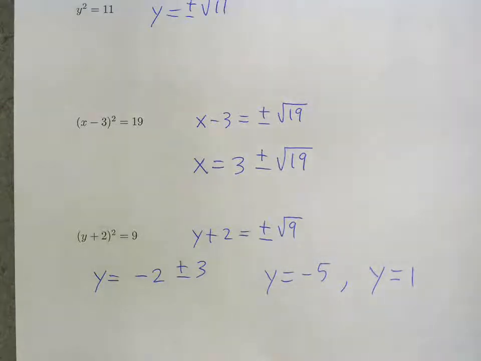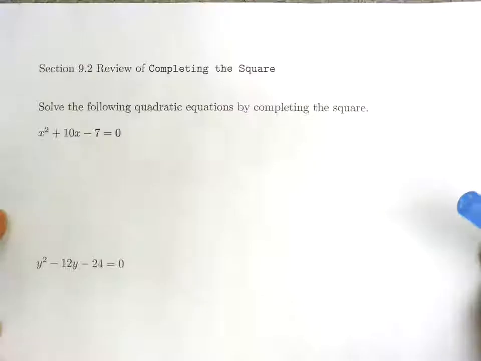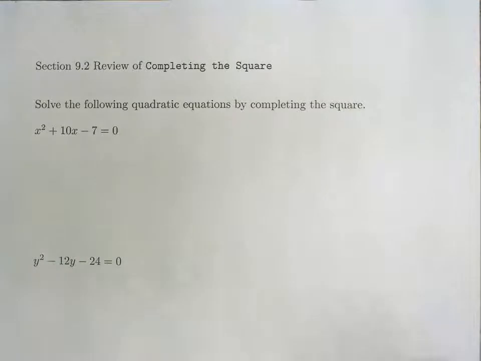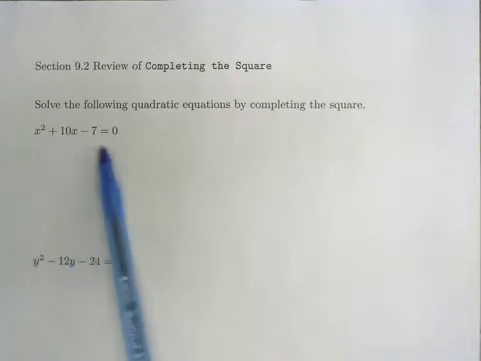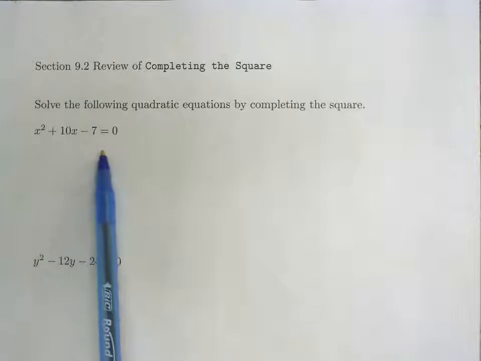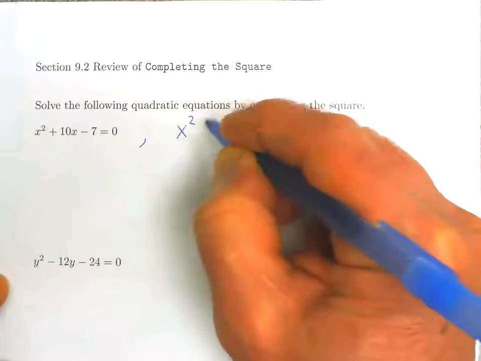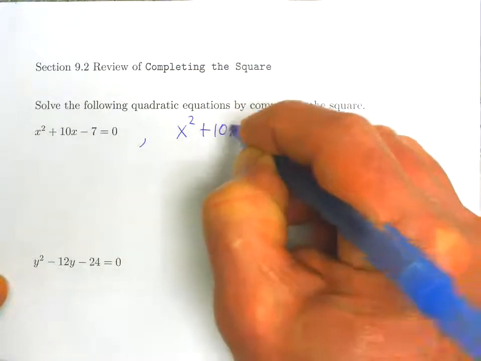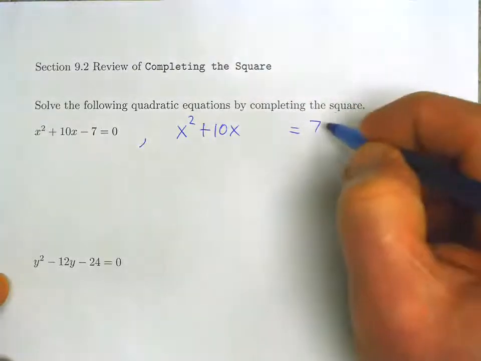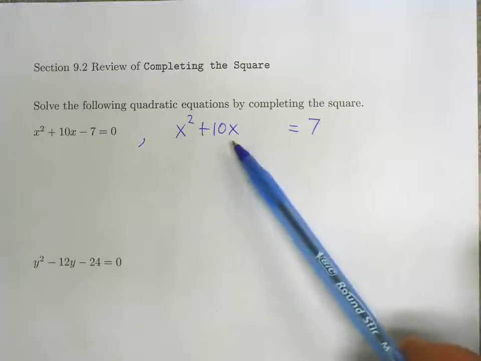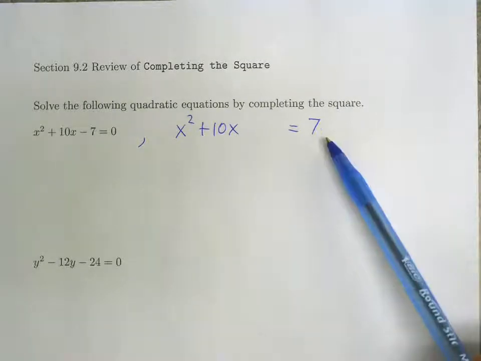Okay, now we'll review what we talked about from section 9.2, which is solving quadratic equations by completing the square. So this first one, x squared plus 10x minus 7 equals 0. The first thing we do is add 7 to both sides. When using this method, we want the x squared term and the x term on one side of the equation, and then the constant moved to the other side.